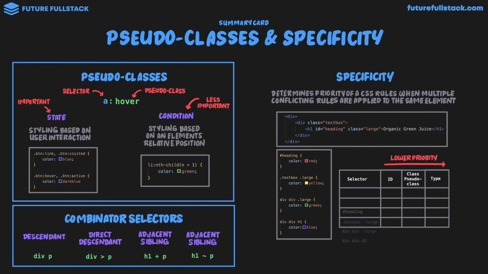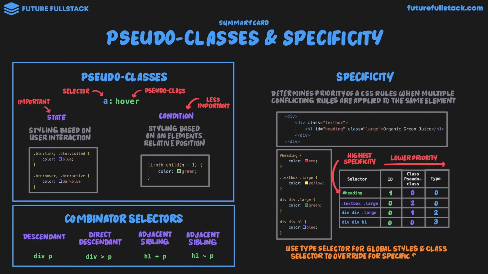In the example, we looked at 4 different cases, where filling in the table, the heading was 100, the 2 class selectors was 020, the 2 type selectors and class was 012, and the 3 type selectors was 003. And therefore the heading, which is an ID, had the highest specificity, as any ID selectors were much more specific than a class or pseudoclass or type selector, just like a goal was more important than a draw. The guidance we saw was that we use the type selector for global styles and class selector to override for specific styling.